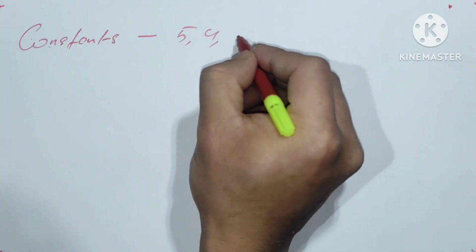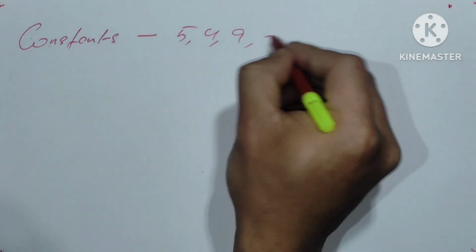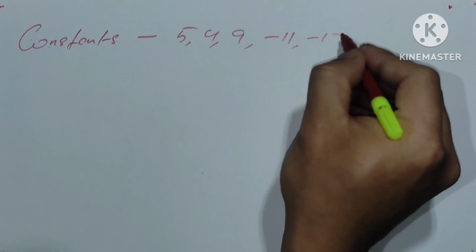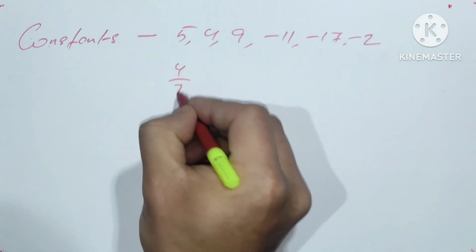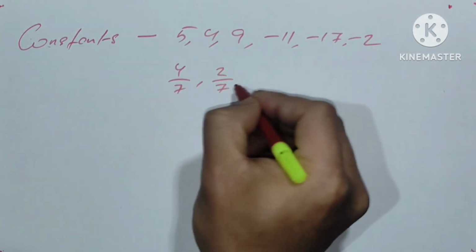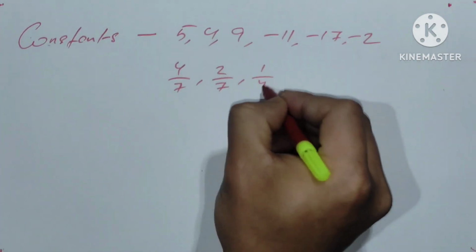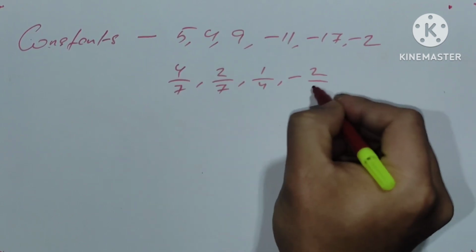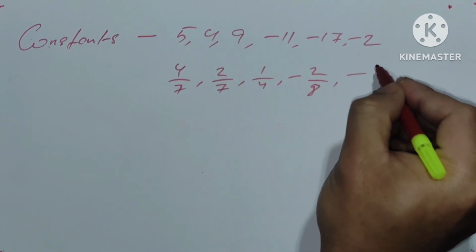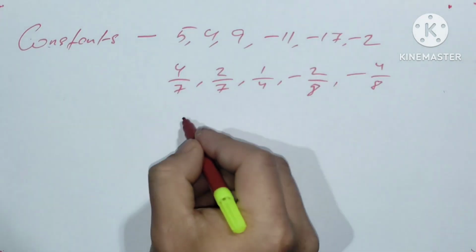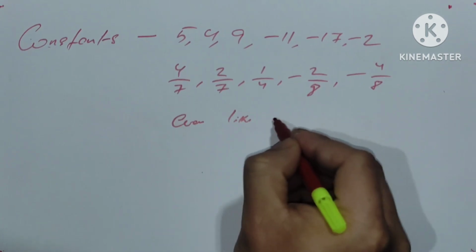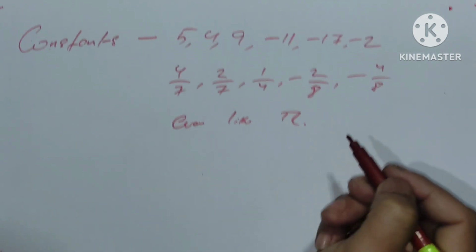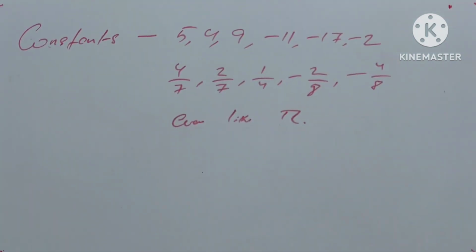Examples like 5, 4, 9, these all are positive numbers. Even a negative number is also a constant number, like -11, -17, -2. And a rational number or fraction like 4 by 7, 2 by 7, 1 by 4, or -2 by 8, or -4 by 8, sorry. These are also constant numbers. Even the number pi. Pi also has its own value. So all of these are constant numbers.